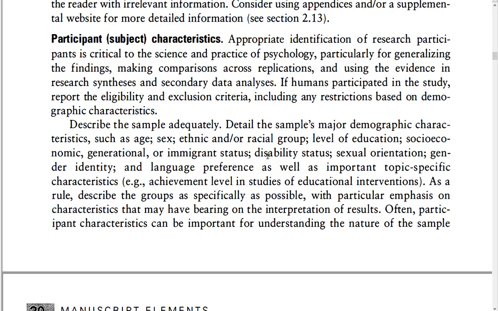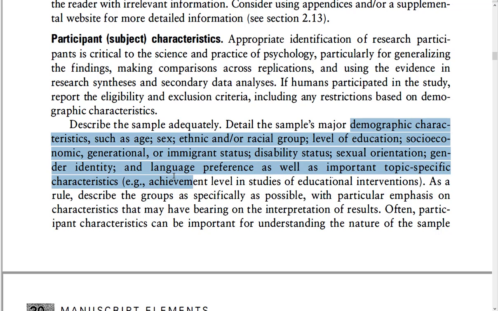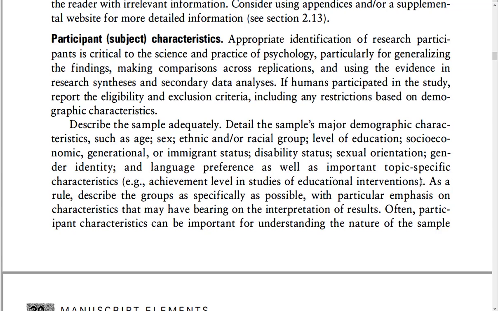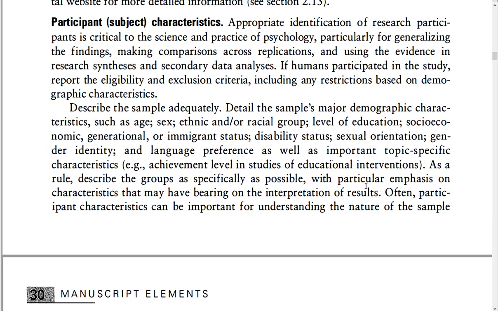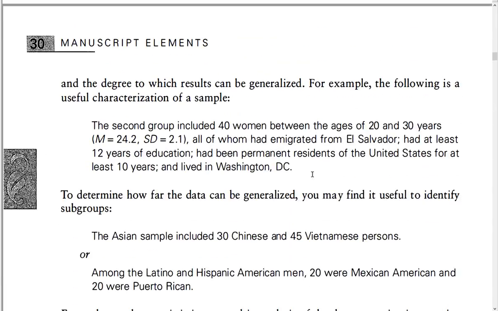But some of the more common parts of it are this section right here, are participant characteristics. Some of the ones that are the most common, obviously, are these demographic ones. Let me highlight these and then I'll read the list that they have here for us. Demographic characteristics such as age, sex, ethnic and or racial group, level of education, socioeconomic, generational or immigrant status, disability status, sexual orientation, gender identity, and language preference, as well as important topic-specific characteristics like achievement level in studies of educational interventions. So again, the whole purpose of the participant section in the methods is to basically tell us who these people are. And so obviously the demographics is one of the most important ways to do that.